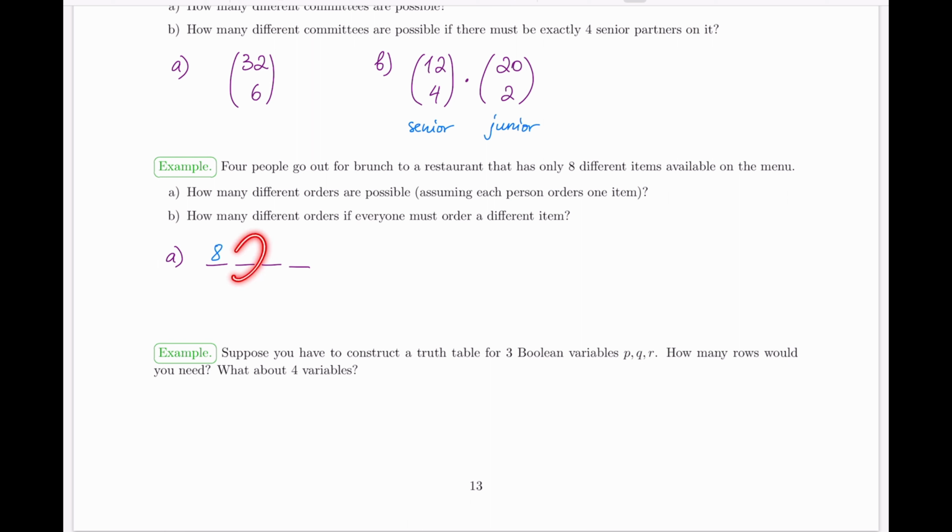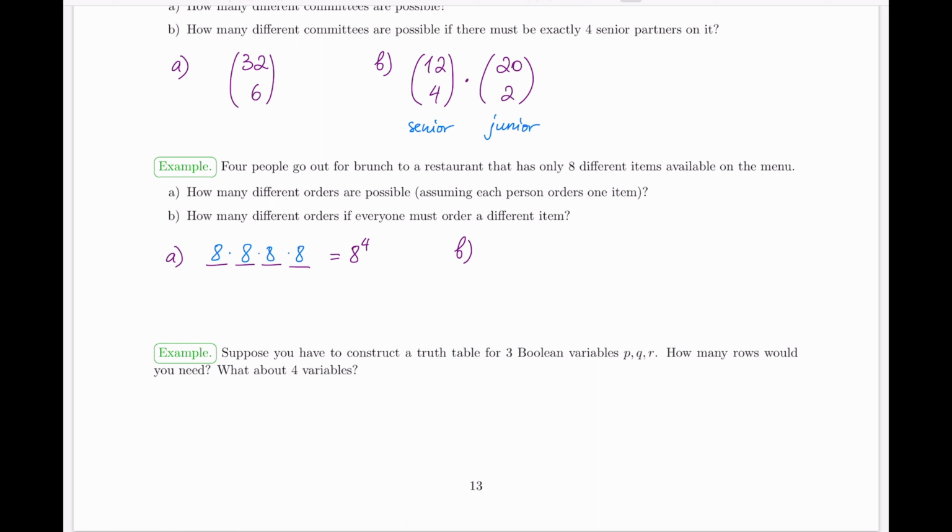What about the next person? How many options do they have? This doesn't say that they have to order different things. It's just saying how many different orders. So the next person isn't restricted by what the first person chose, so they too can choose 8 different items. Out of the 8 different items, they have 8 different options, and so on and so forth. Because all 4 people actually have to order a brunch, I will have 8 multiplied by itself 4 times.